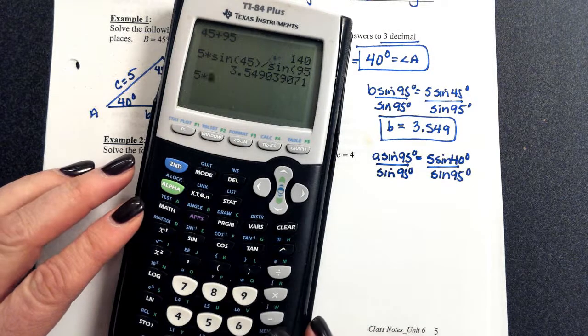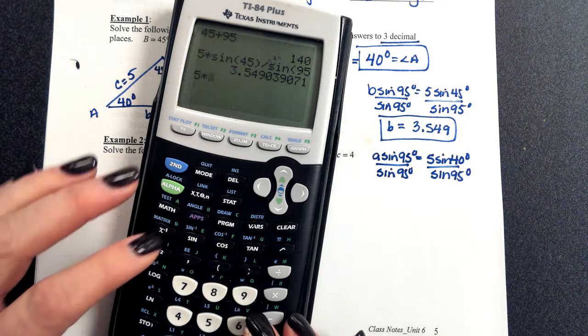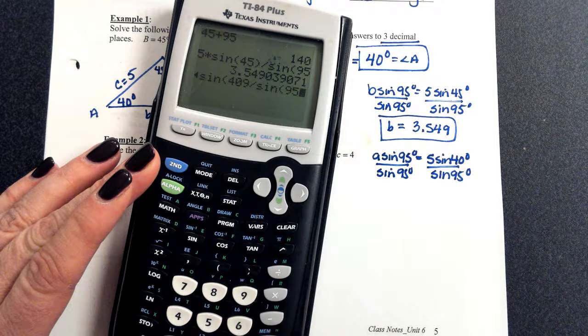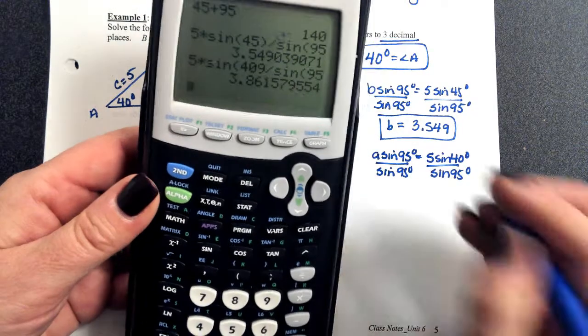So 5 times the sine of 40 divided by the sine of 95. So I end up with 3.862.